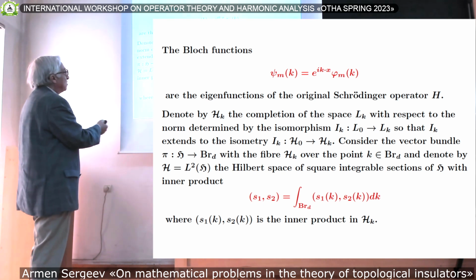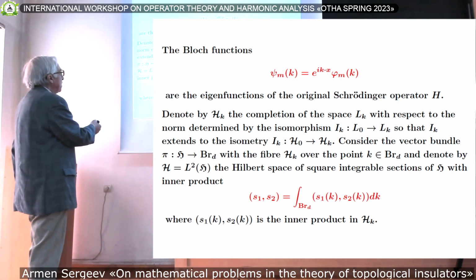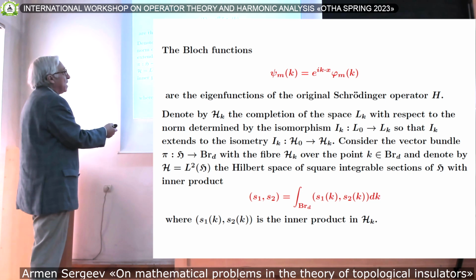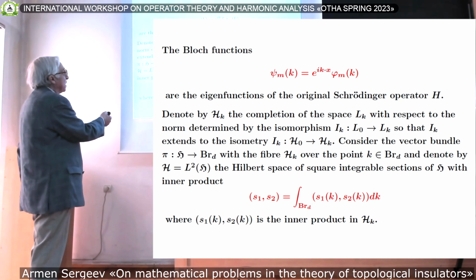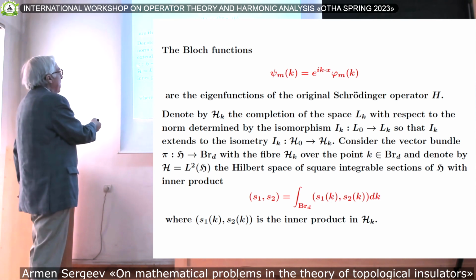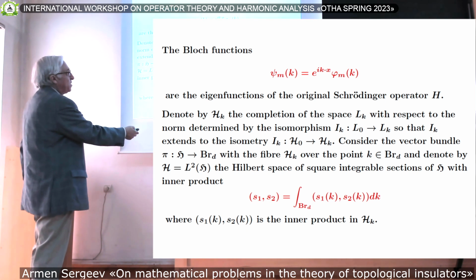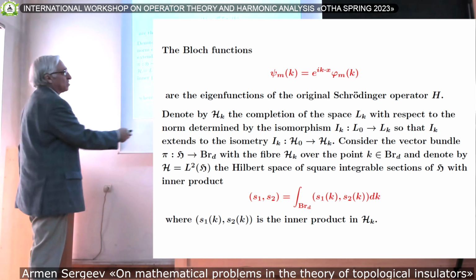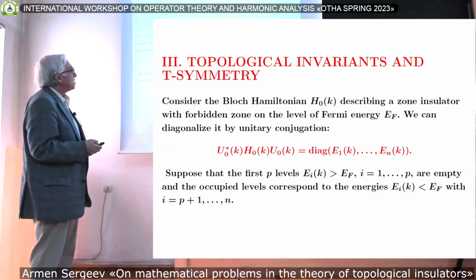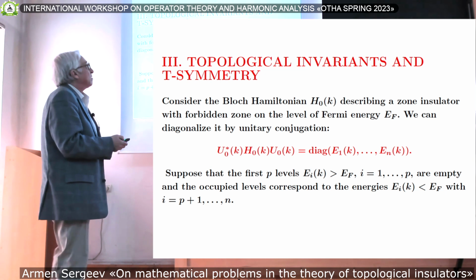And now we can construct the vector bundle over the Brillouin zone, which I denote by this Gothic H, having the fiber H_k over the point k from the Brillouin zone. And denote by calligraphic H the Hilbert space of square integrable sections of this bundle with the inner product like that, where here is the inner product in H_k, which is a Hilbert space. So this is the starting point. It is of course the well-known classical Bloch theory.